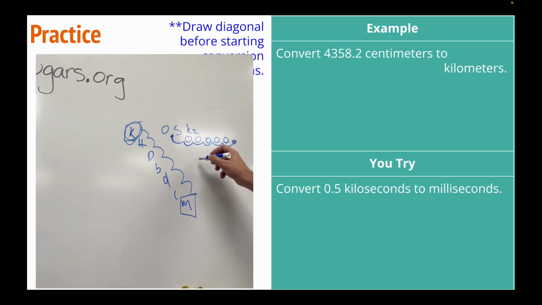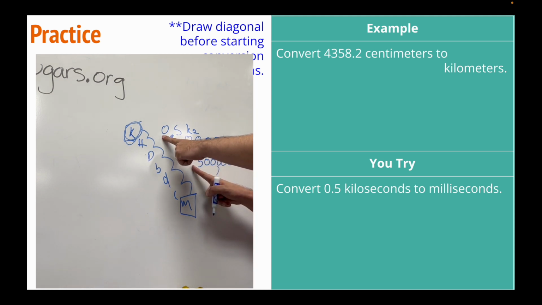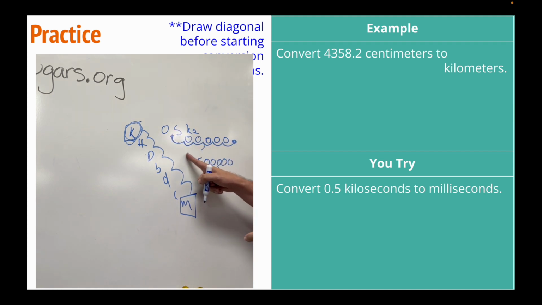Fill in with zeros. So 500,000. Does that make sense? What happened to this 0? That 0 is only there to remind us that there's a decimal there, right? So there's no decimal there anymore, so I got rid of the 0. And now the decimal is way over here, and that's 500,000. And that's in milliseconds. Okay?